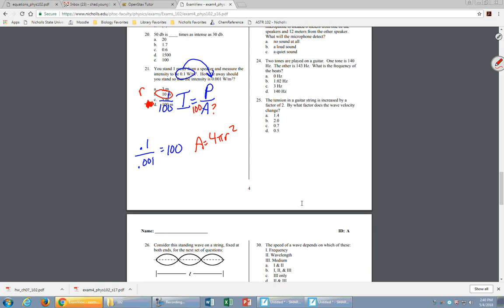So intensity is power over 4 pi r squared. If I increase this by 10, I decrease that by 100, which is what I want to do. If I move 10 times as far away, my intensity drops by 100 because it's squared. Okay? Question.